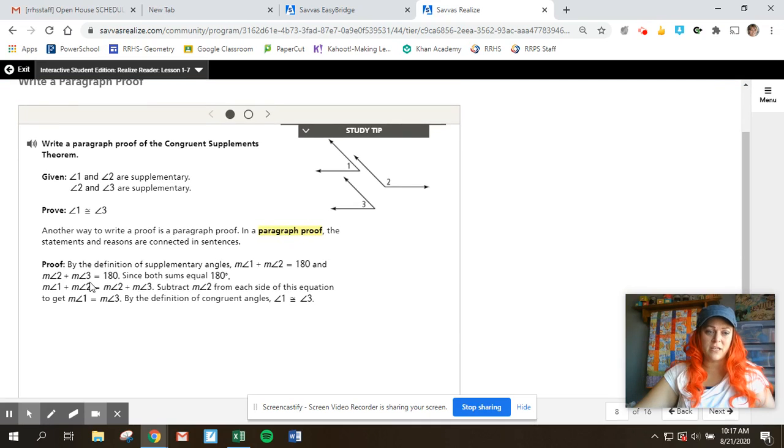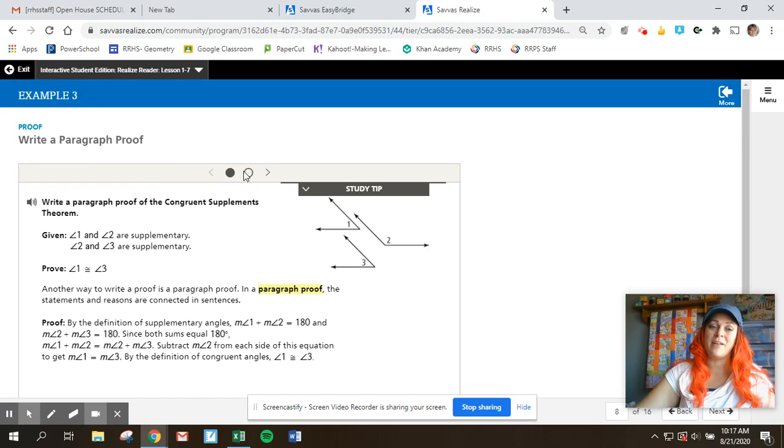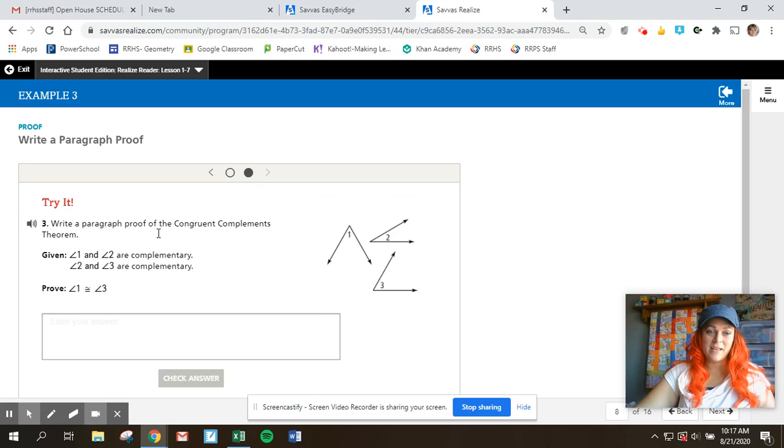So if you look at this, oh yeah, here's the proof. It's just written out all in sentences. Okay, so you can look at that and see if you can figure that one out. Okay, same thing, write a paragraph proof. If you feel more comfortable and if your teacher allows you, maybe ask them, can I write a two-column proof instead of a paragraph proof? See if that's okay, because the information is the same.